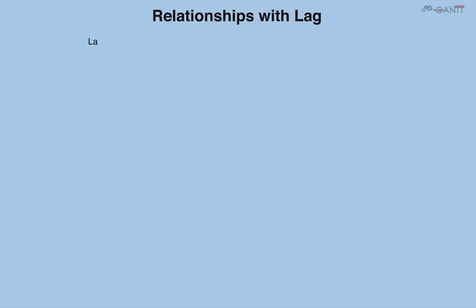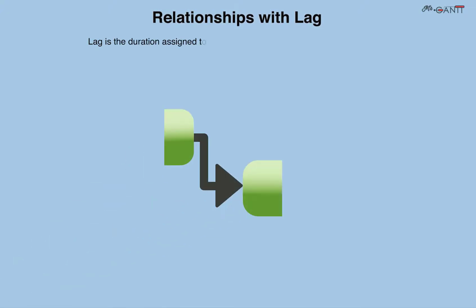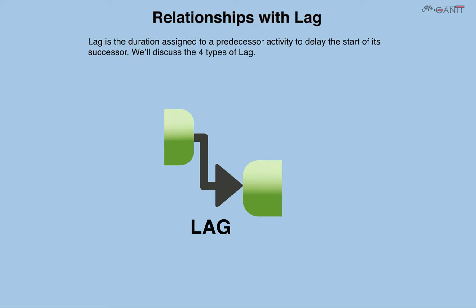Relationships with lag. Lag: the duration assigned to a predecessor activity to delay the start of its successor. We'll discuss the 4 types of lag.